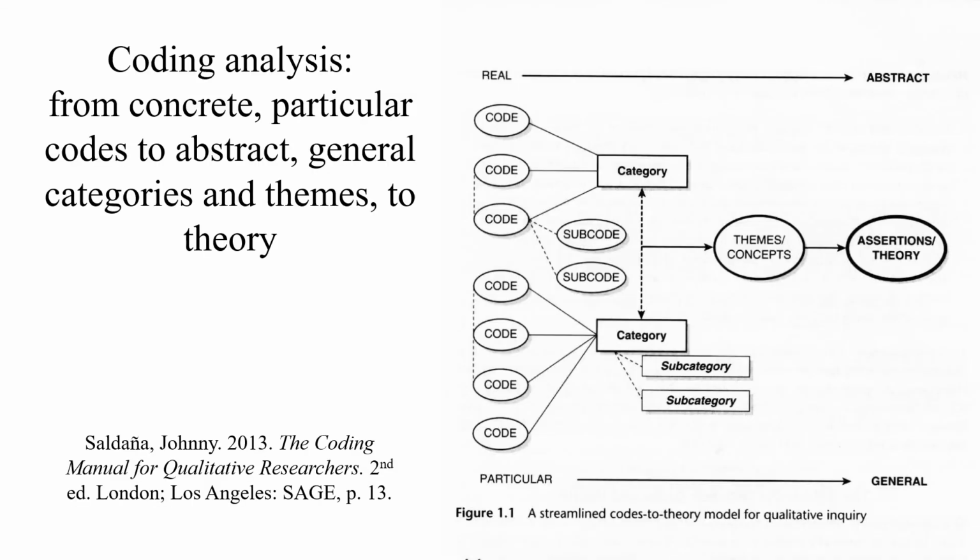And here's, remember I said, Johnny Saldana, the coding manual for qualitative researchers. And as I said, Maria will be using the 3rd edition. This is from page 13 of the 2nd edition, but he's probably going to use this again. This is what the whole process looks like. You code, code, code, code on the left. And then you've got maybe subcodes or larger codes, categorical codes, and then you've got themes and concepts. That's what I've just talked about. And then the relations between the themes and concepts might be assertions or your theory. You've related the themes to each other.